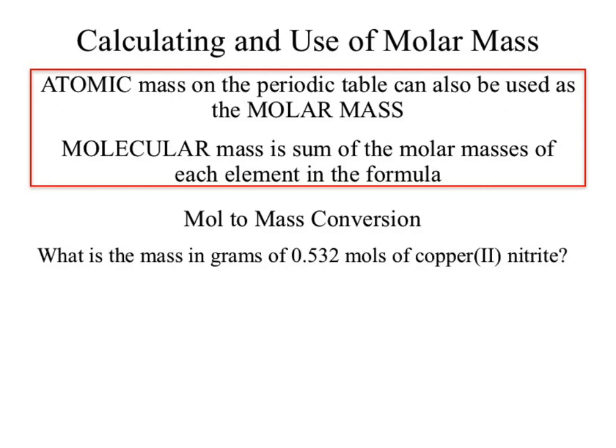So, new question. What is the mass in grams of 0.532 moles of copper 2 nitrate? What are we trying to solve for? Grams. Mass in grams. Grams of copper nitrate. Okay. The substance is important. It's not just the measurement, also include the substance. Ideally, you would go through and write out the chemical formula.